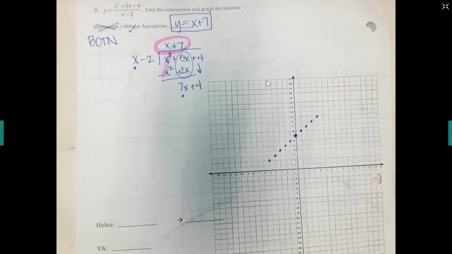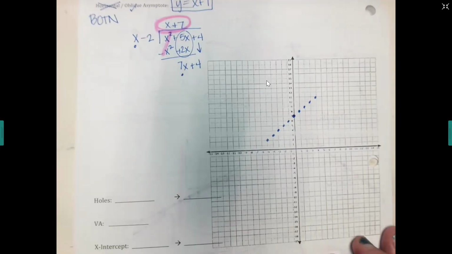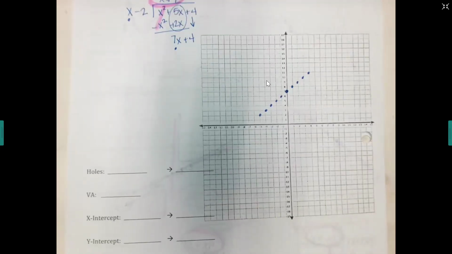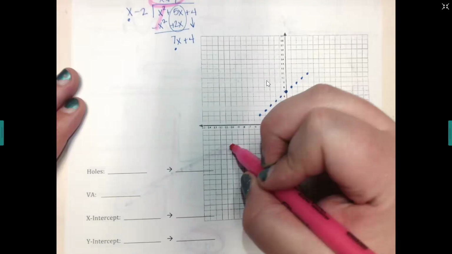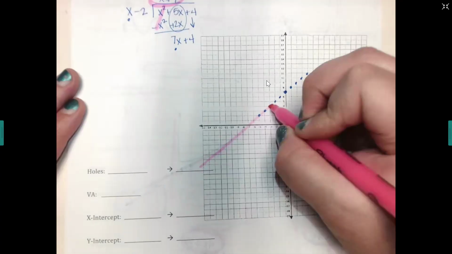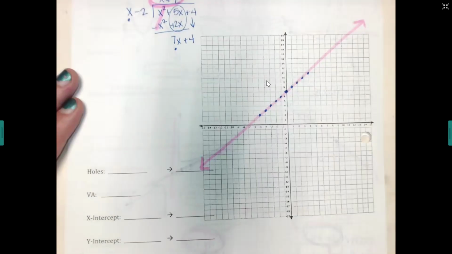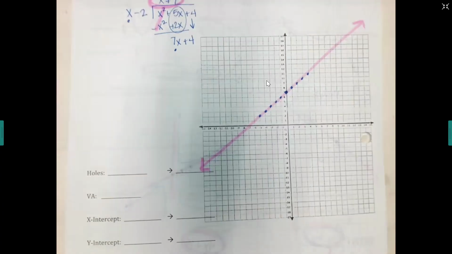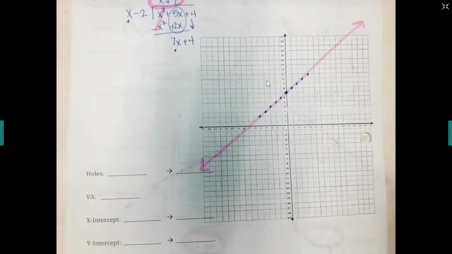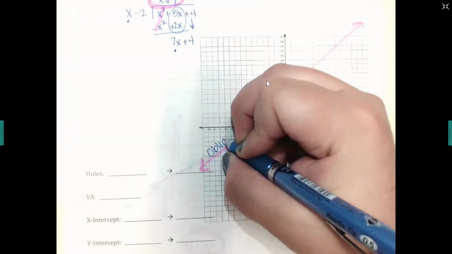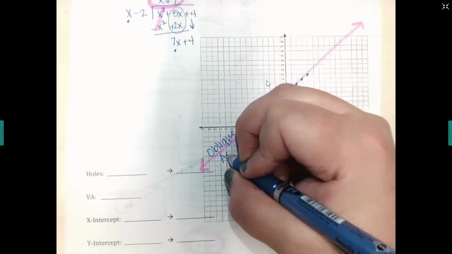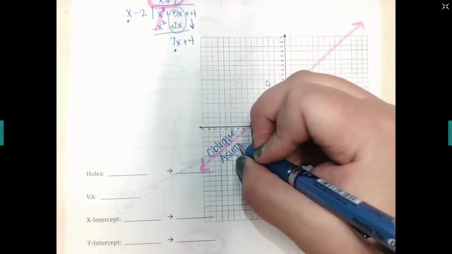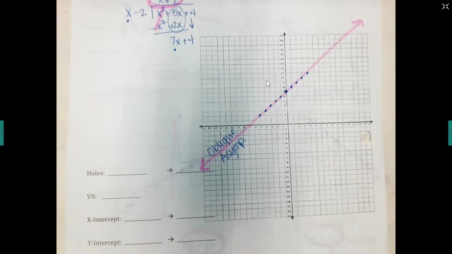Okay, just like that. All right, now because this is an asymptote, if you're not using highlighter, I want you to do a dotted line. But remember, this is a guideline for the rest of the graph to follow. It shouldn't be like a regular line in the graph. And then I'm going to label that oblique asymptote.